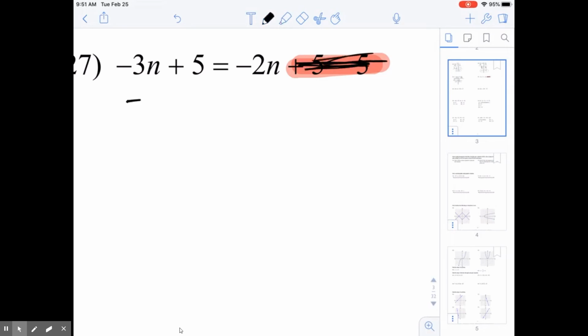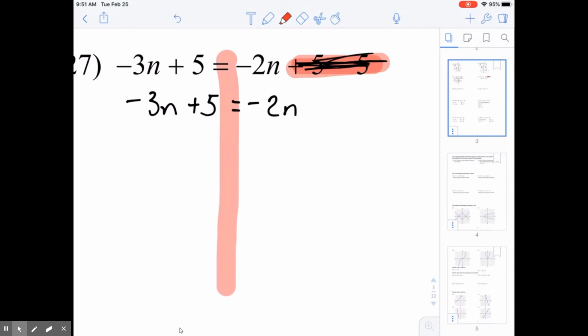And so negative 3n drops down, plus 5 drops down, equal sign drops down, minus 2n drops down. And I'm left with variables on both sides. So I want to move my variable to the left side. And so to do that, I'm going to add 2n to both sides.